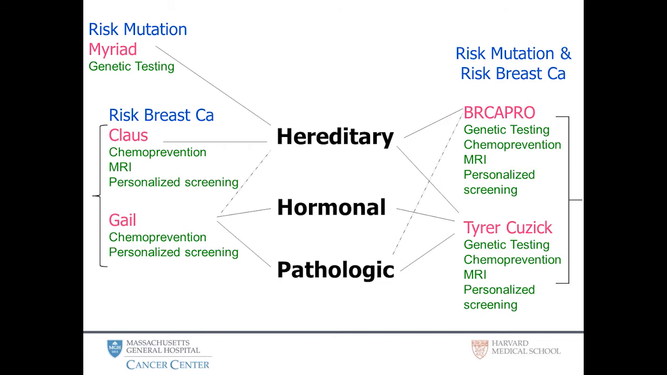BRCAPRO and Tyrer-Cuzick give you both a risk of mutation and a risk of breast cancer over time, and both of them are useful to determine who needs genetic testing, who needs chemoprevention, who needs an MRI, who needs personalized screening. BRCAPRO is limited mostly to hereditary factors, whereas Tyrer-Cuzick looks at hereditary, hormonal, and pathologic factors. So each of these models has their own strengths and weaknesses.